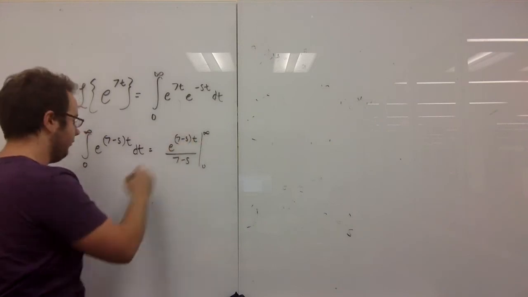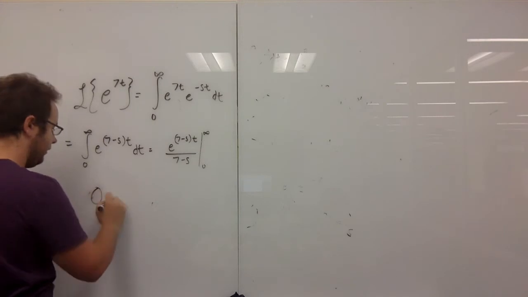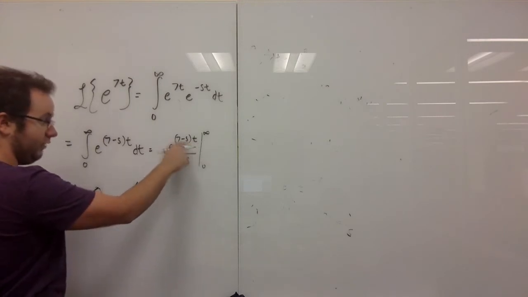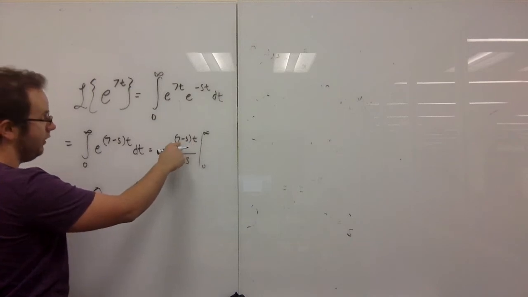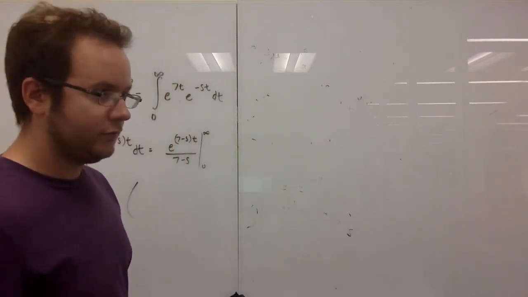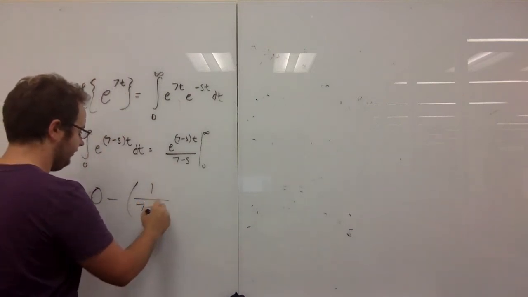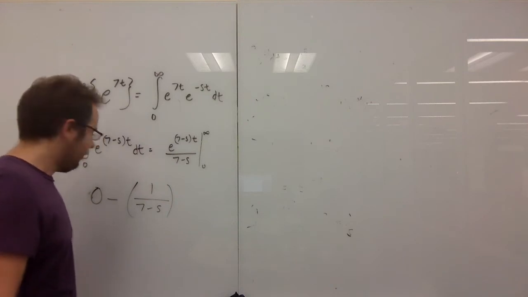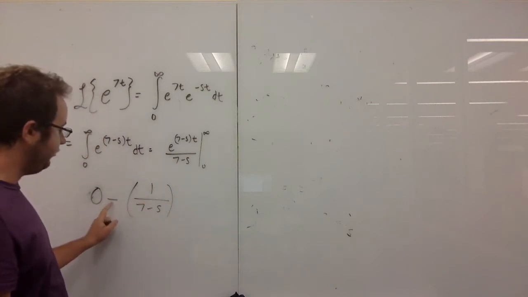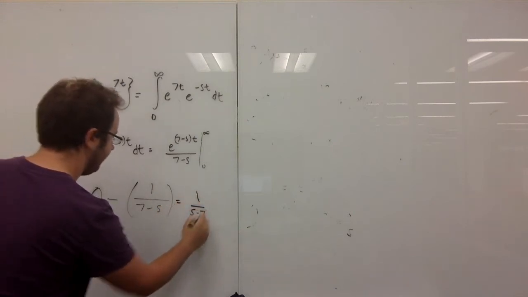So that we get 0 for our first term, minus what we get when we plug in 0. If we plug in 0 for t, we get negative... 7 minus s times 0 is 0. E to the 0 is 1. So we get negative 1 over 7 minus s. And really, instead of saying negative 1 over 7 minus s, we decide to distribute this negative to the denominator to get 1 over s minus 7.